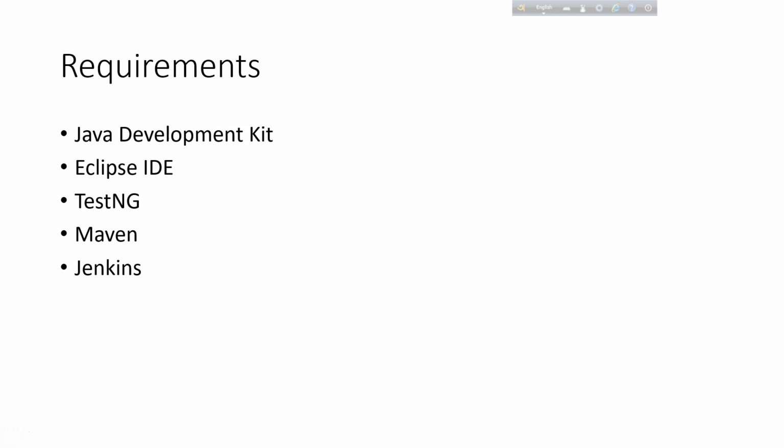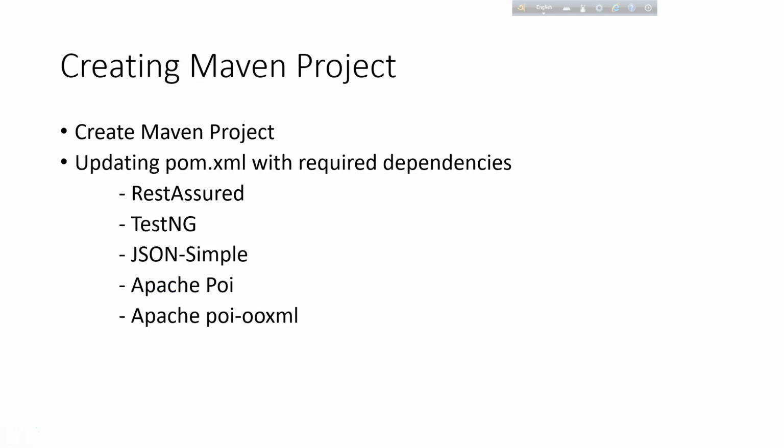For the requirements of REST Assured, we have to have the Java Development Kit on our operating system, then Eclipse IDE, TestNG, Maven, and Jenkins. Creating a Maven project, we know how to do it, and in our pom.xml file we need all these jar files or dependencies, 5 dependencies. I have sent them in the Skype classroom. Please just copy and paste them into your pom.xml file.